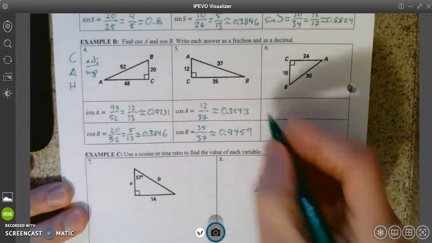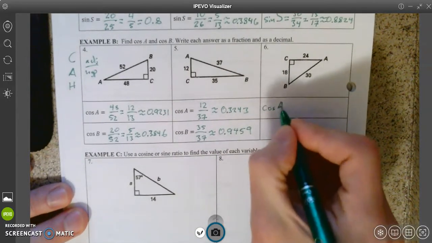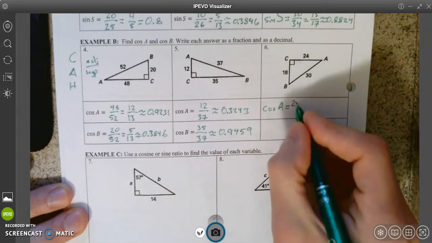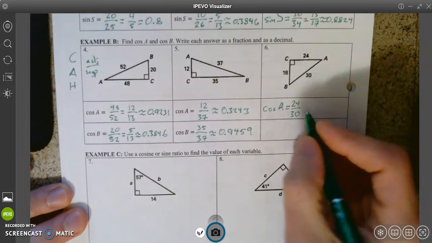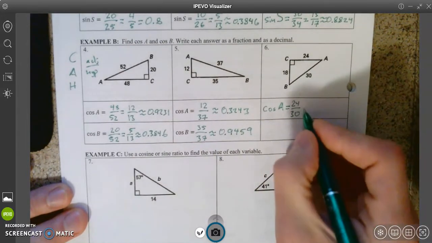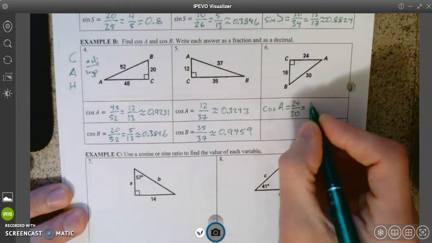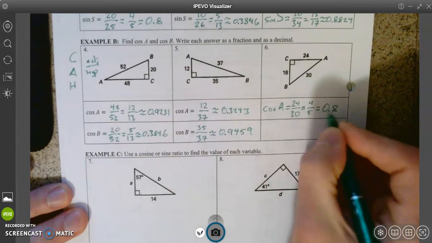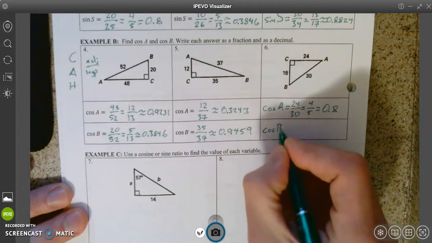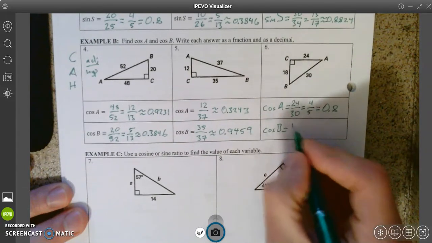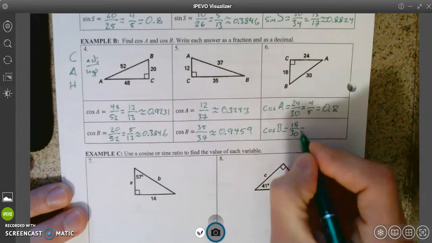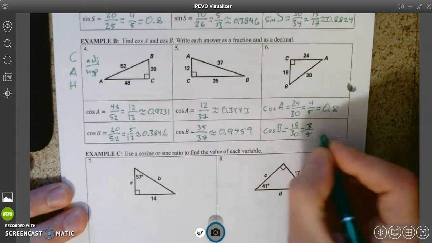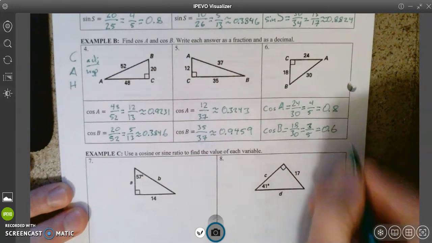Number 6. So again, cosine of A. Adjacent is 24, hypotenuse is 30. Let's see, 6 goes into both of those. So that would be 4/5, and that's 0.8. Cosine of B, adjacent is 18, hypotenuse is 30. 6 goes into both of those, 3 over 5. And that would give me 0.6.